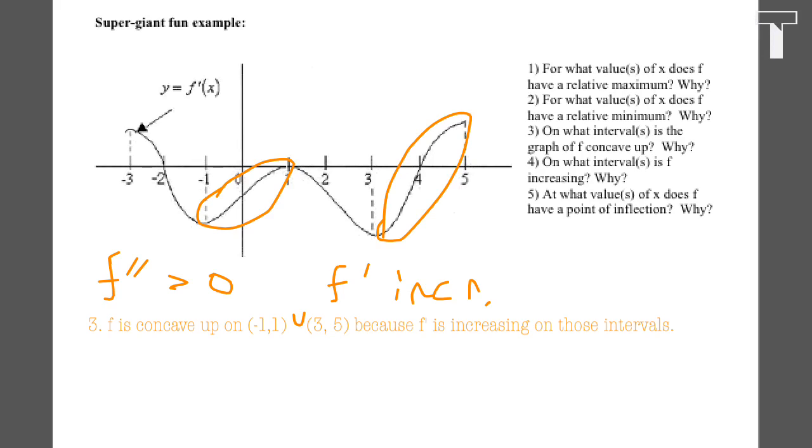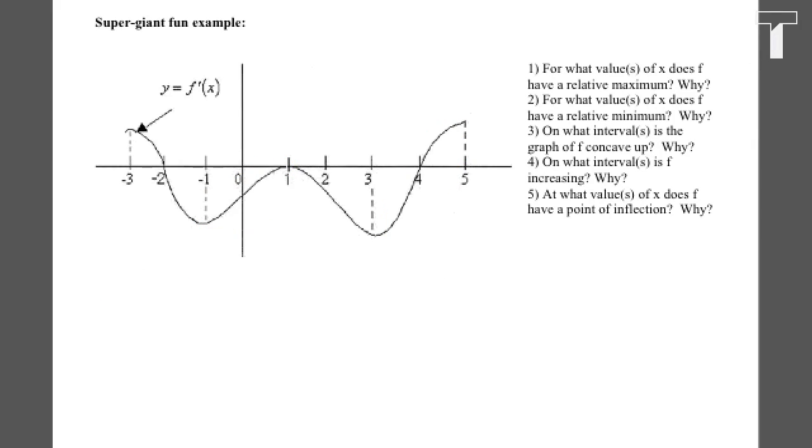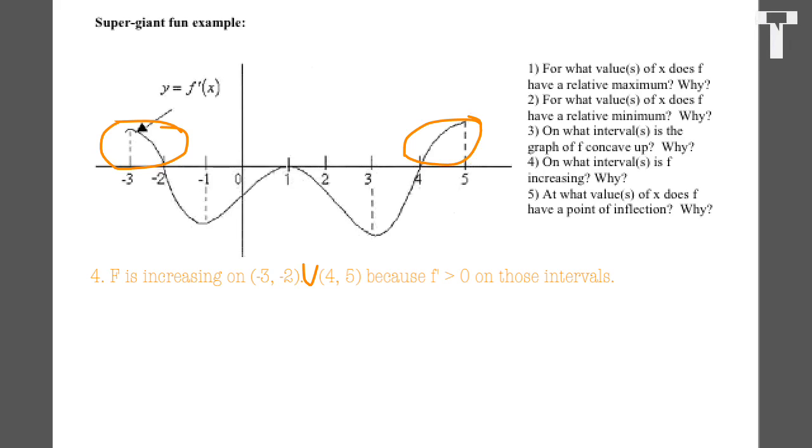All right, so question 4, this should be easy for us. On what intervals is f increasing, and why? A function f is increasing anywhere f prime is positive. So there's the graph of f prime. It's positive. It sits above the x-axis here and here. So I'll write up that answer. So there's my answer, f, that should be lowercase f, is increasing on negative 3 to negative 2, union 4 to 5, because f prime is positive on those intervals. So f prime is greater than 0.